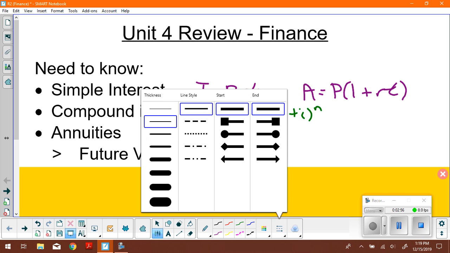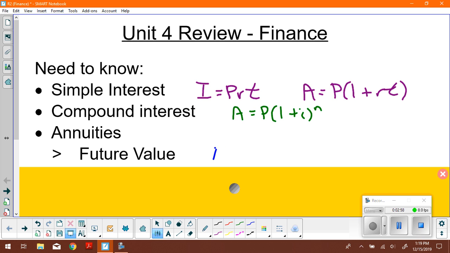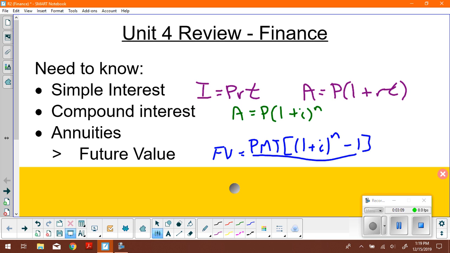The future value formula looks like this: FV equals PMT times (1 plus I to the N minus 1) all over I. Where that formula came from, when we developed it, is that basically an annuity is a geometric series, and you add them up. This is what it comes out to when you run it through that process.